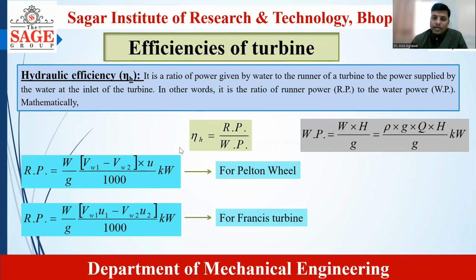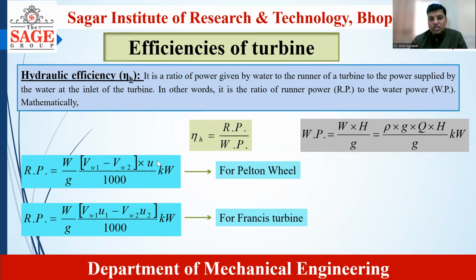If we are talking about Pelton turbine or Pelton wheel, the runner power will be W by g, times (Vw1 + Vw2) multiplied by u, where Vw1 is the velocity of whirl at inlet, Vw2 is the velocity of whirl at outlet, and u is the tangential velocity of the blade. Here in Pelton wheel, the tangential velocity of the blade is constant at inlet and outlet, but in case of Francis turbine, this varies. So we have to take here u1 and u2. So this is the formula of runner power for Pelton turbine and Francis turbine.